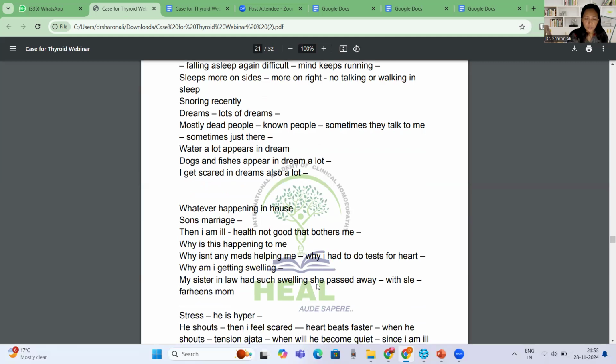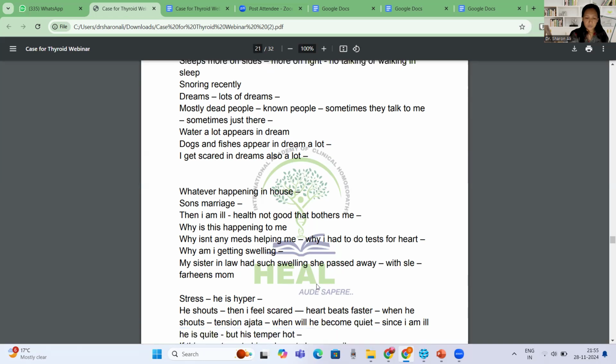So she said her son is getting married and she wants to get a lot of things done, but then she's not healthy, so she's not able to do anything. Why am I getting this swelling? My sister-in-law had such swelling and she passed away with SLE. Okay.